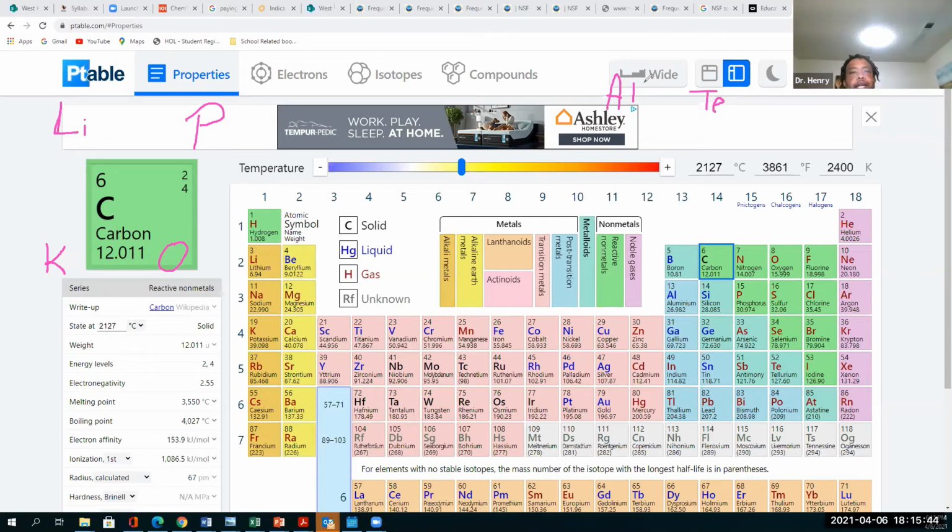And don't forget to name it. Lithium phosphide. Okay. So what's the rule on that Te one, Dr. Henry?